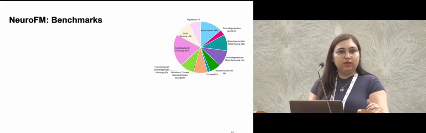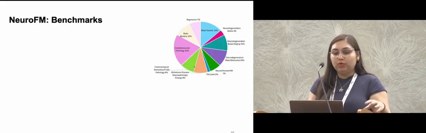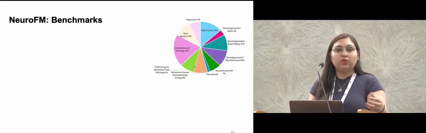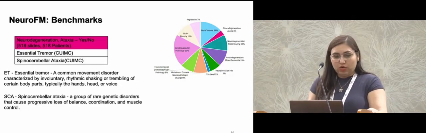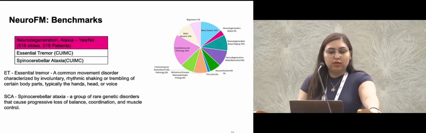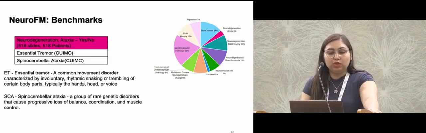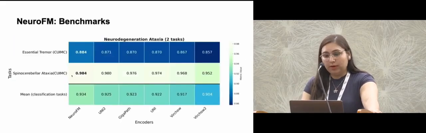In total, we tested our model on 59 downstream tasks, but we categorized those tasks into 11 disease categories, because we wanted to concise that information to see how it is going to perform on several neurodegenerative diseases. So I can talk about some of the disease categories. For example, one was neurodegeneration ataxia, where we are looking at essential tremor, which is a movement disorder characterized by involuntary rhythmic shaking of certain body parts, and then spinocerebellar ataxia, which is a rare genetic disorder that causes progressive loss of balance, coordination, and muscle control.